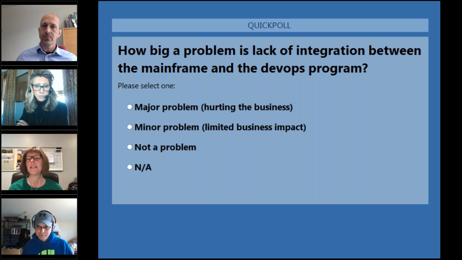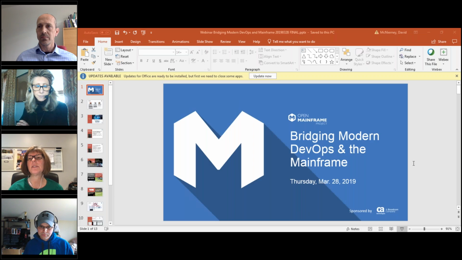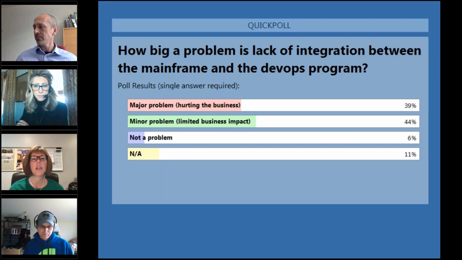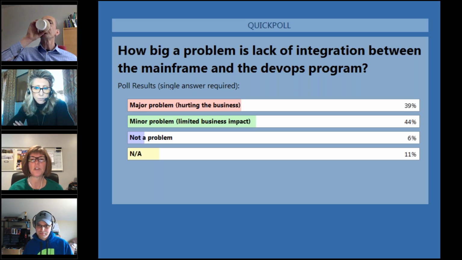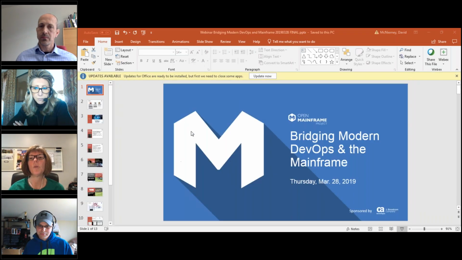So go ahead and submit your answers. A few more seconds here, and then we'll close this one out, take a look at the results, and then we'll resume our conversation here. Okay, let's close this one out, and I'll share the results. Looks like the majority of folks say that it's kind of a minor problem, but they're followed pretty closely by it being a major problem. So very interesting to think about those results for both of the polls.